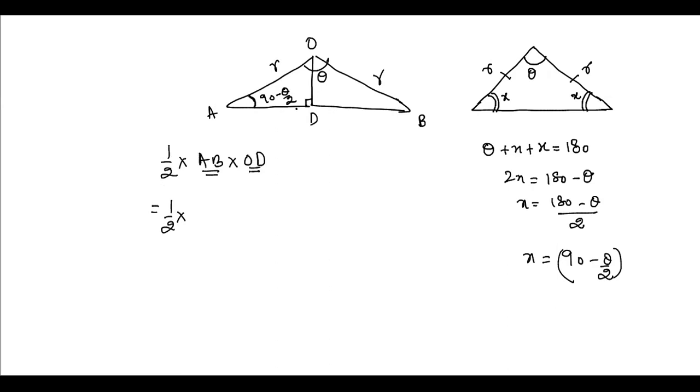So if this is theta, then this angle will be 90 minus theta by 2. Now in terms of sine, if I'm calculating this one, sine of 90 minus theta by 2 is equal to OD upon R. Means 90 minus theta is the angle here.